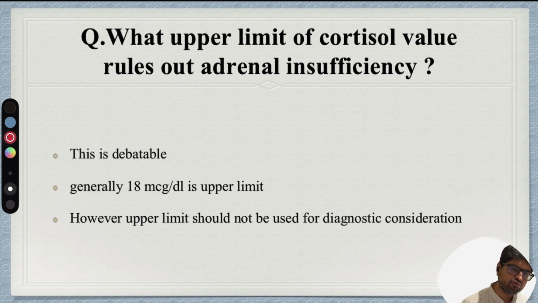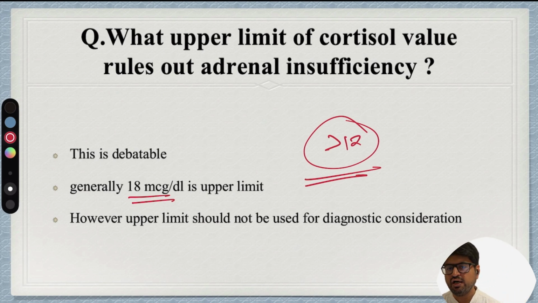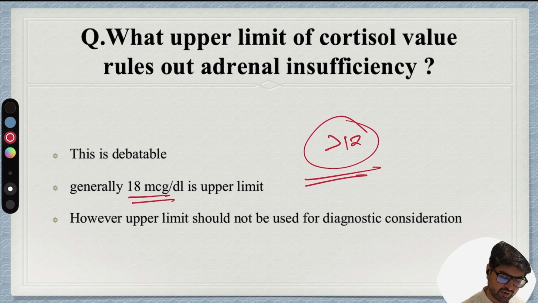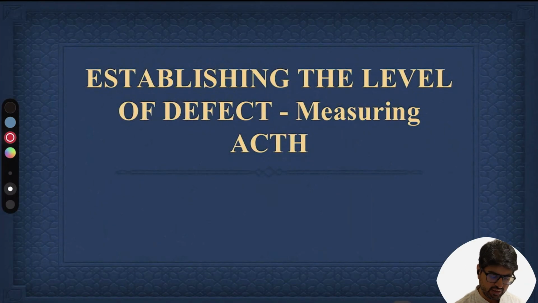Upper limit for ruling out adrenal insufficiency, newer guidelines and newer studies say 12, older guidelines used to say 18, right? But again, that would depend. Remember, the cortisol value depends on the clinical circumstance also. So you have to look at the physiological stress, and if you're not very sure, it's always better to send it to an endocrinologist who will be able to do better, right? So we already looked at the ACTH stimulation test in detail, okay?